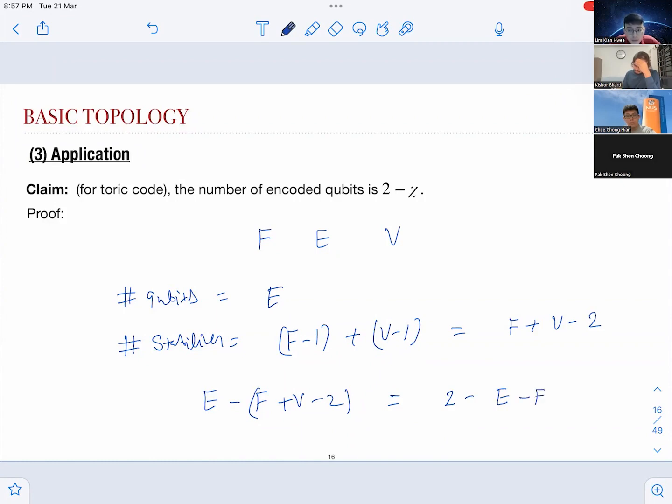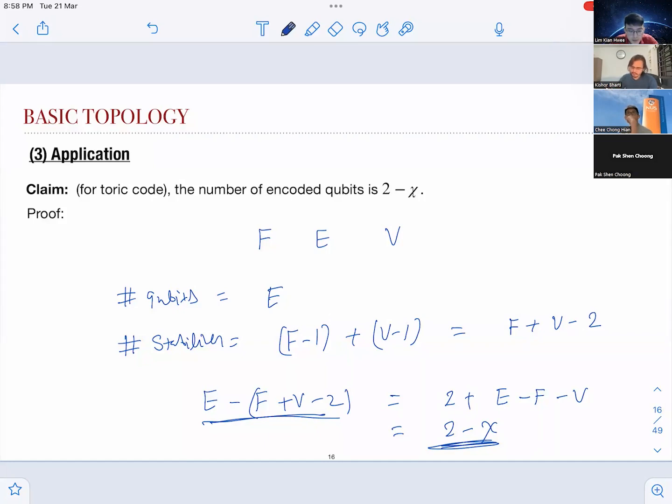2 plus E minus F minus V. And this object is nothing but 2 minus chi, because chi was F plus V minus E, right? So you see that the number of encoded logical qubits in the case of the toric code, you can see it as 2 minus the Euler characteristic of the torus.